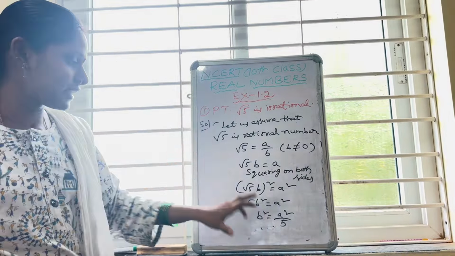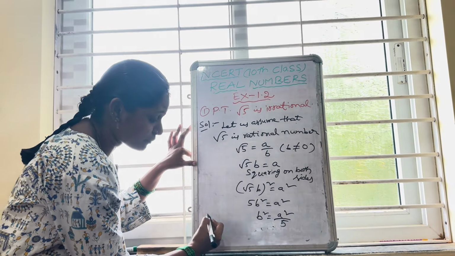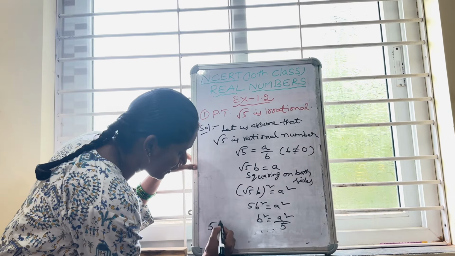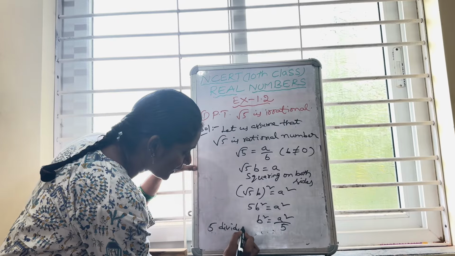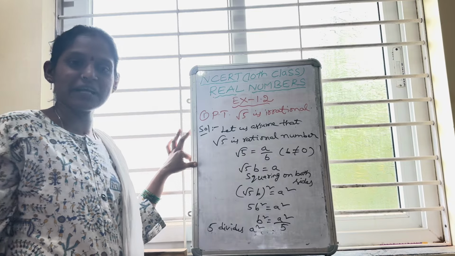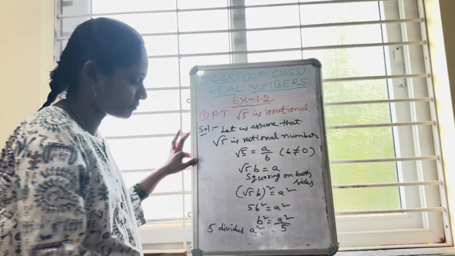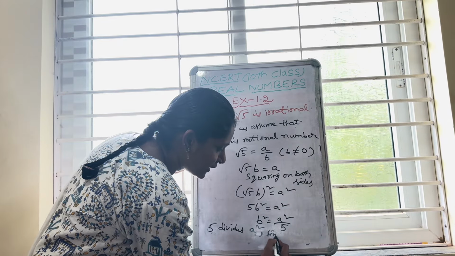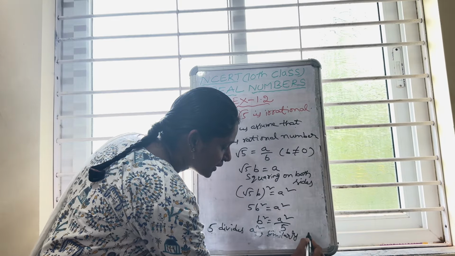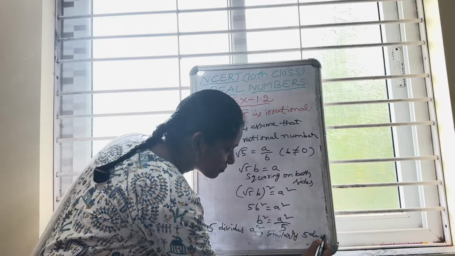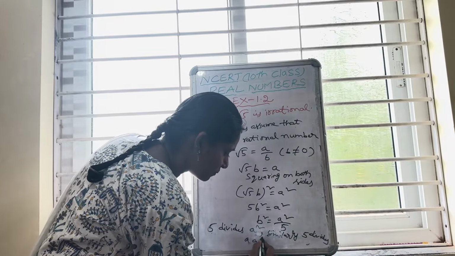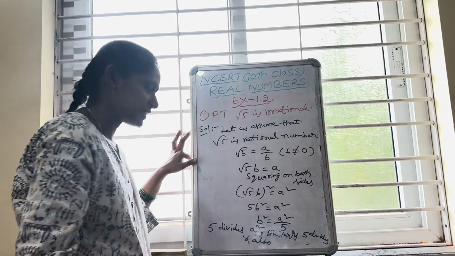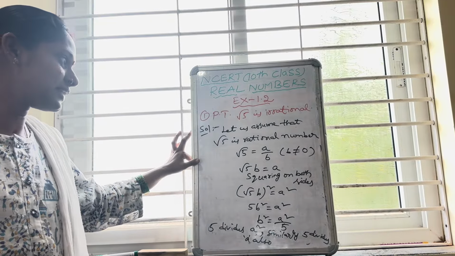So here, like the before problem, 5 divides a square. Similarly, 5 divides a also.